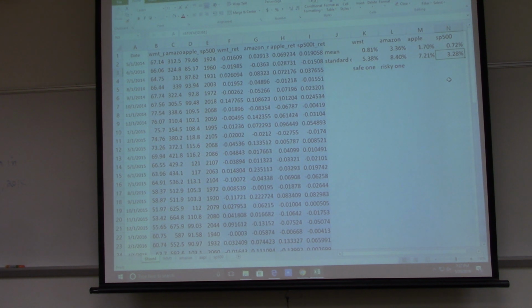But if you buy Amazon, it could be like one standard deviation of 8.4, it could drop 8.4% in one day, but it could also go up 8.4% in one day. In S&P 500, it will go up by 3.28%, it will go down by 3.28%, but not more than Amazon. So Amazon is the most risky one.